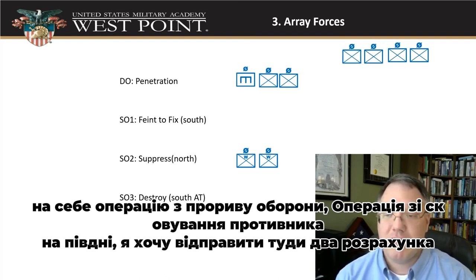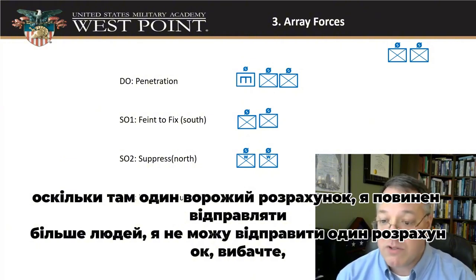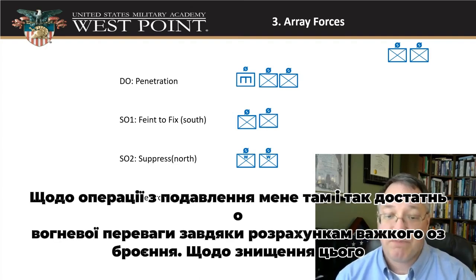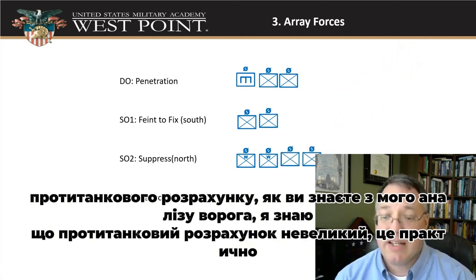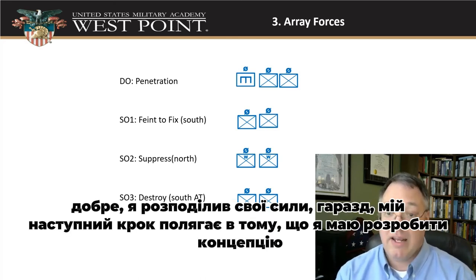Okay, feint to fix in the south. All right, I'm going to want 2 rifle teams down there. That's an enemy fire team. I can't just send 1 fire team. I have to send 2 so they can fix them in place. I've already got enough firepower there with the heavy weapons on suppression. And then destroying this anti-tank team, my enemy analysis, I know that anti-tank element is small. It's pretty much like 1 RPG crew, but I want to destroy them, so I'm going to send 2 fire teams up after that. All right. So here I've arrayed my forces.